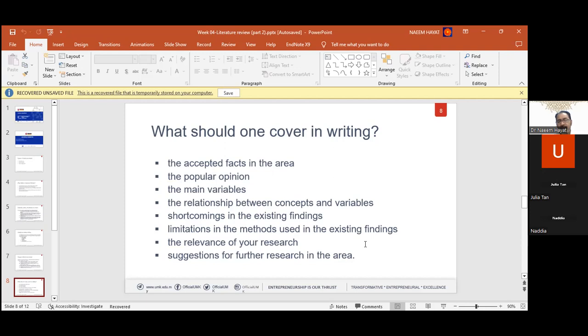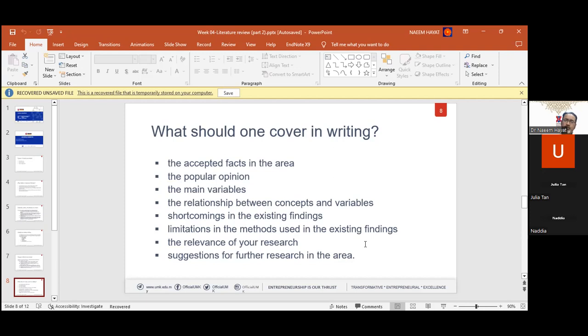It looks very difficult. Certainly it's difficult, but we need to understand after having the literature at hand. We must understand the accepted norms or definitions, the main variables that are utilized, the relationship between the concept and the variables, and the shortcomings. That is the crux of a literature review, then the limitations of the method or the existing findings. If you understand, I discussed the research gaps, about 6 to 7 different research gaps that we need to document.